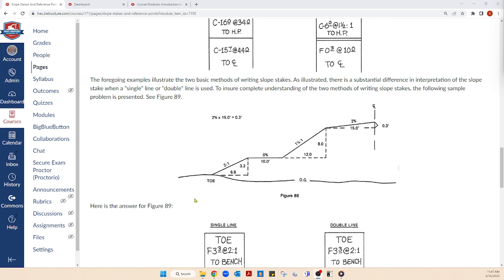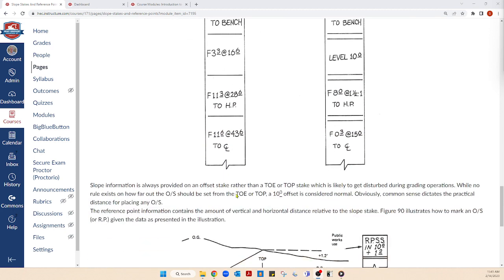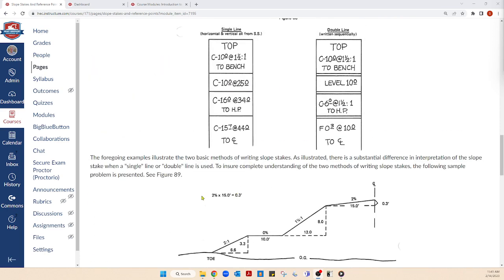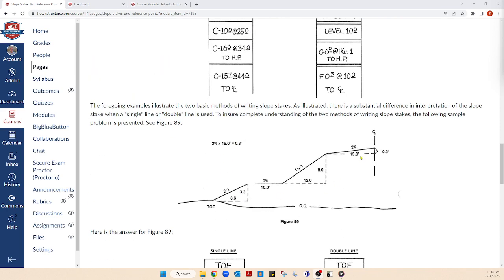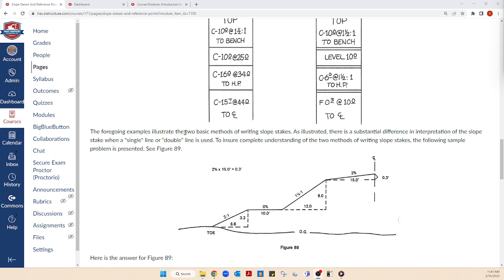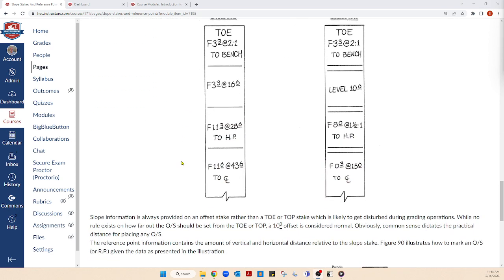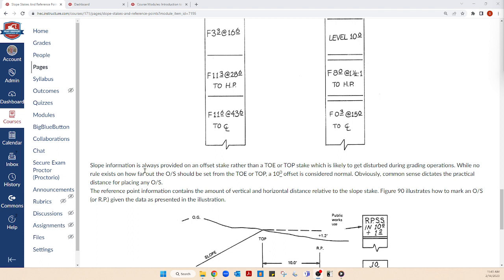Here's the answer to figure 89. I'm not sure what they're saying when they say here's the answer for figure 89. Here's figure 89. The foregoing examples illustrate two basic methods of writing slope stakes. There's a substantial difference. Okay, so it's going to take us through the problem. Let me see what this says so I don't miss anything.